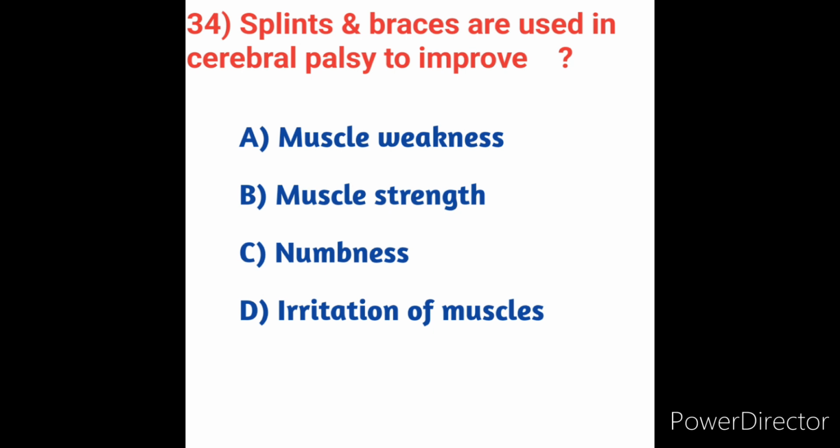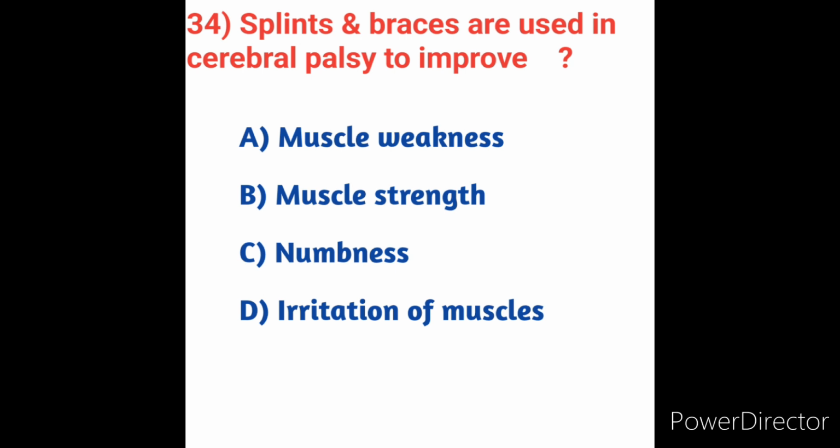Splints and braces are used in cerebral palsy to improve. So while using splints and braces in cerebral palsy, what improvement will we get through them? We will see here the options. Option A, muscle weakness. Option B, muscle strength. Option C, numbness. Option D, irritation of muscles.